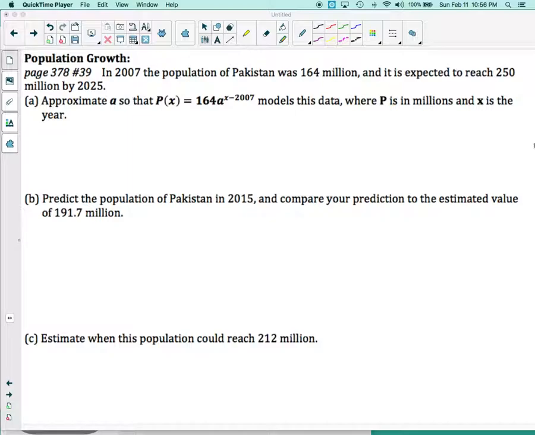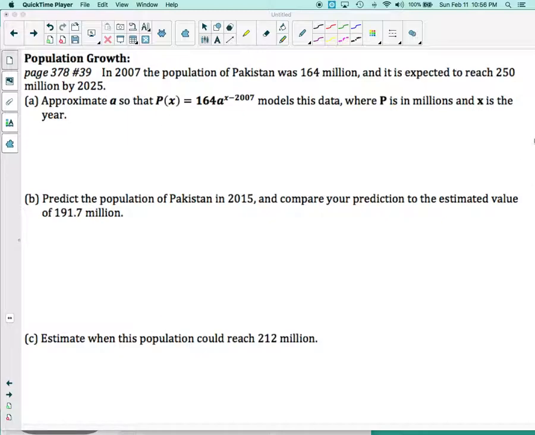So let's see. In 2007, the population of Pakistan was 164 million. It's expected to reach 250 million by 2025. And so what we're going to do here is find a value that would make this equation work. Okay, so we need to find this a value. What's the base of our exponent going to be to make this equation work? And once we have that value, we can do stuff with that equation.